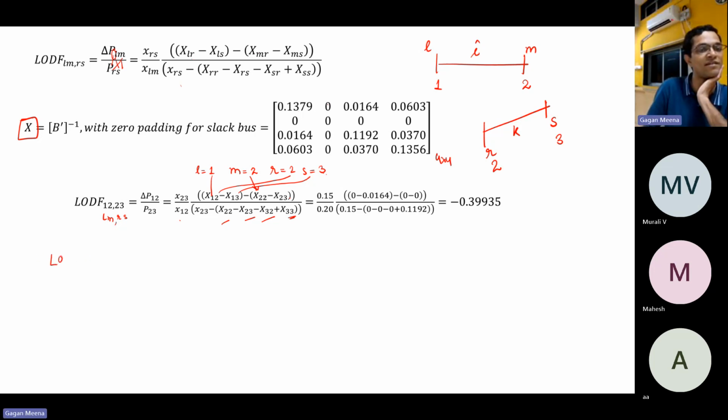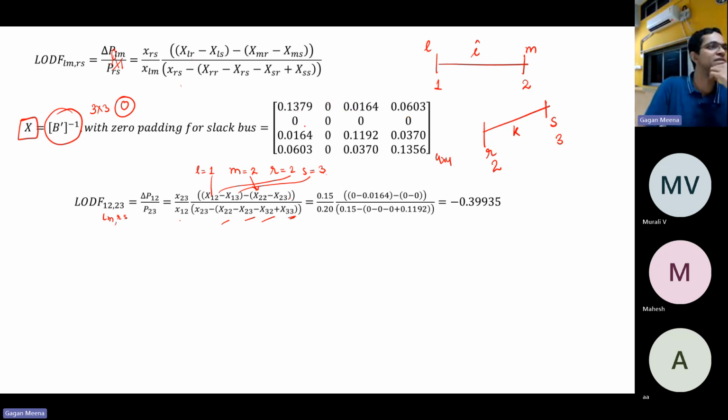Because you will find LODF for lines. Lines are connected between all 1 to 4 buses. There are 4 buses, so it can be 1 4 here also, 3 4 also. So if you now want to find x14, and if you have a 3 cross 3 matrix, how will you find x14? You will not be able to find. Please remember that X is a 4 cross 4 matrix. It is calculated using B inverse, a 3 cross 3 matrix, and then the row and column corresponding to the slack bus are replaced by 0 elements.